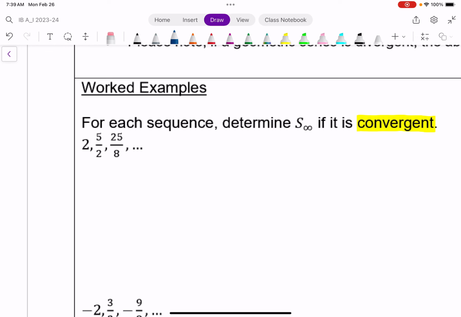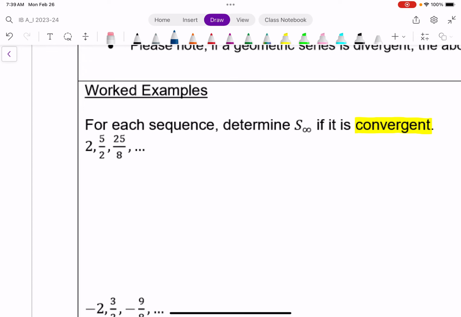I can always tell by finding the common ratio, which you can always find by taking any term and dividing by the term before it. So in this case, 5/2 divided by 2, which, however you approach this, is 1 1/4, 1.25. So this is not convergent, which means every subsequent value gets farther away from zero.